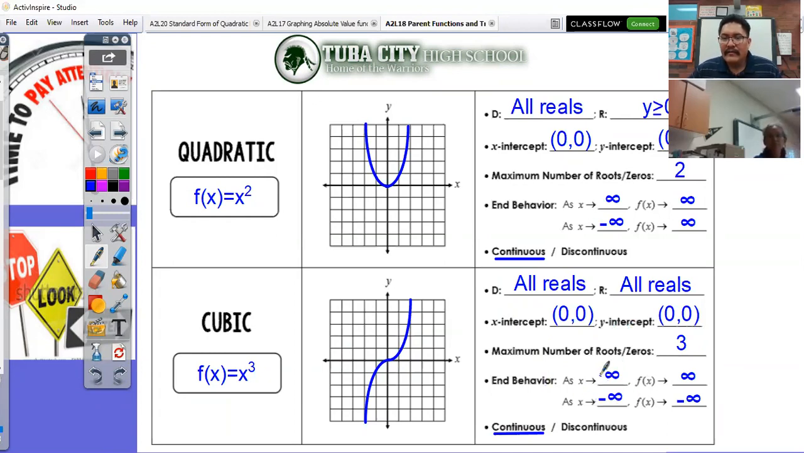Our end behavior, as we go towards infinity, so x goes this way, that line kind of goes up. And as we go backwards, that line goes down. So it goes to positive infinity. As you go to negative infinity, it goes to negative infinity. Y goes to negative infinity. And again, it's continuous. There are no holes or gaps or breaks.